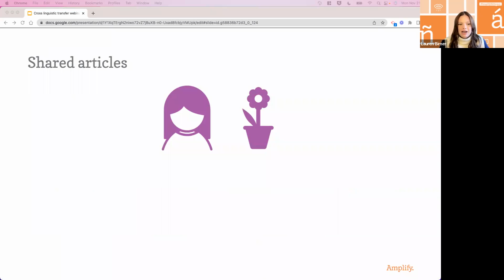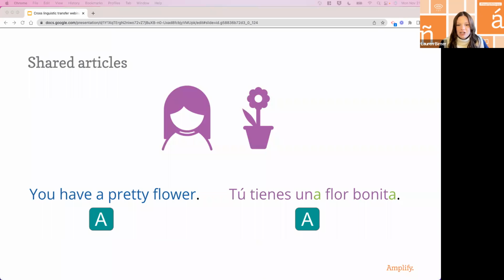In addition to that, both English and Spanish share articles. However, Spanish has gendered articles. And because flor is a feminine noun, both the article and the adjective are gendered feminine.